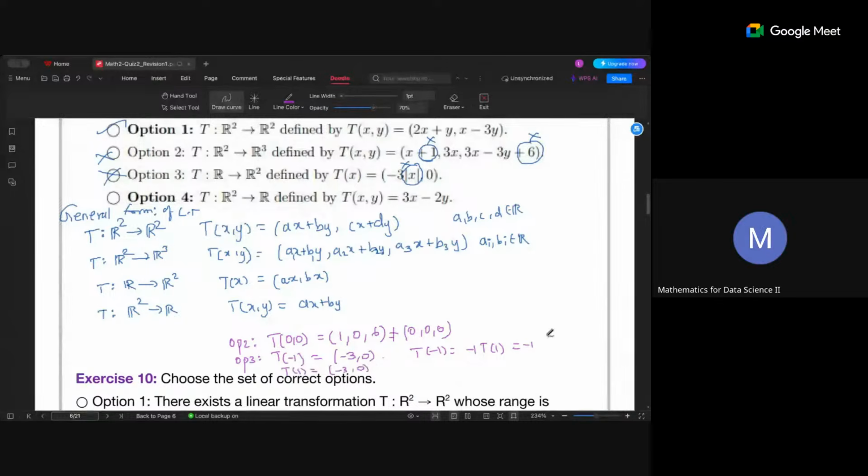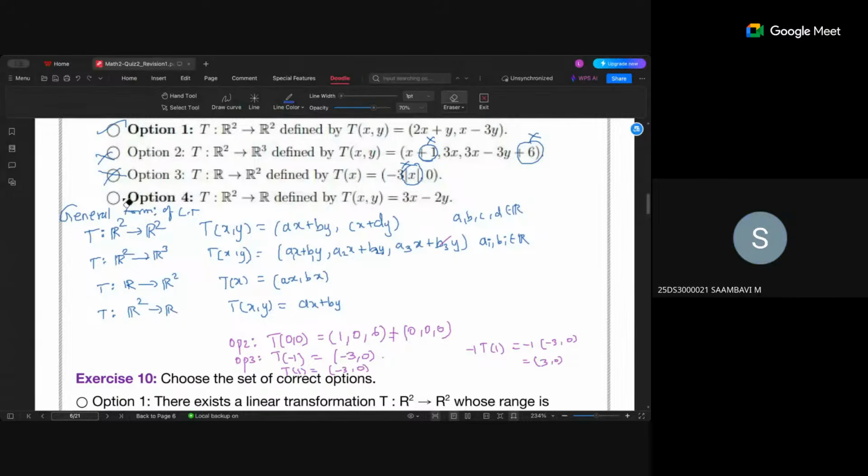But here, then what will you get? 3 comma 0. So you see they are not matching. -1 times t of 1 is not the same as t of -1. So it means it cannot be a linear transformation. And you see that this is of the form ax plus by, so it's a linear transformation.